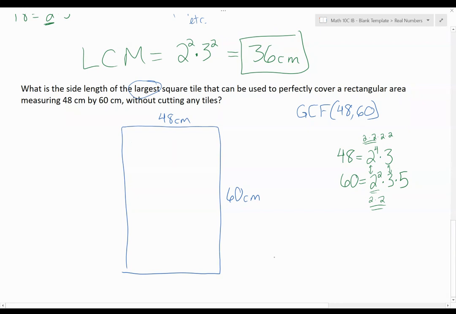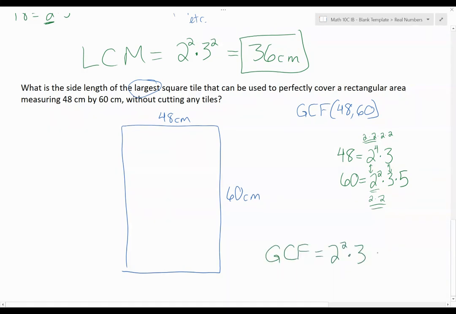So that means that the GCF is going to be 2 squared times 3. 4 times 3, which is 12 centimeters. So if I had a 12 centimeter by 12 centimeter square tile, that would still work. Anything larger would not work.